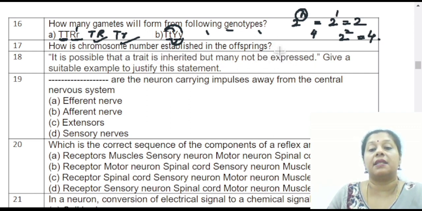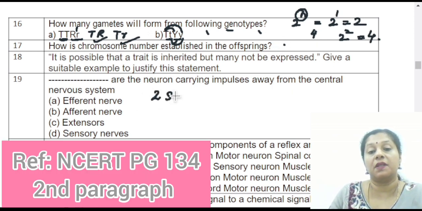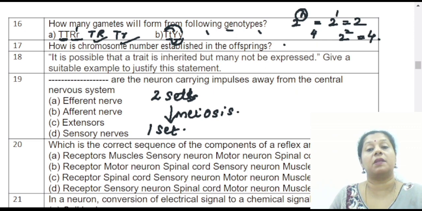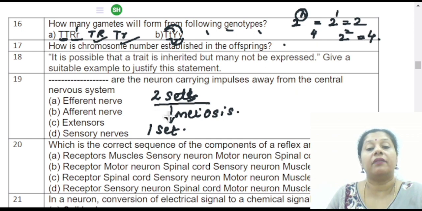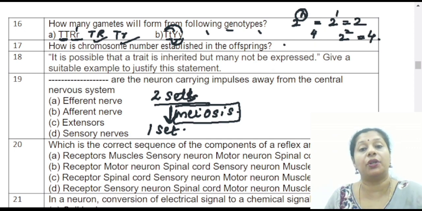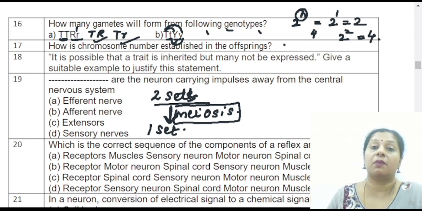How is chromosome number re-established in the offspring? We know that human beings have 2 sets of chromosomes, but when a gamete is forming, there is a special kind of division happening called meiosis, which will ensure that only one set of chromosomes is there in the gametes, or we can say that only half the number of chromosomes will be there in the daughter cells after meiosis. So when these gametes, which have only one set of chromosomes, or haploid, join together, again the chromosome number will become double like the parent. So this is how chromosome number is re-established.